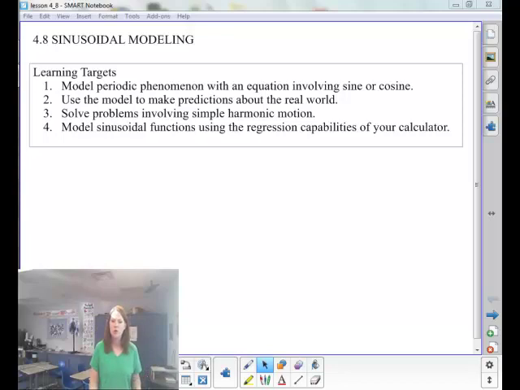We're going to talk about real world problems. We'll do a little simple harmonic motion when you get to your worksheet. And we're going to talk about some regression capabilities. Okay, so we are ready to move forward.